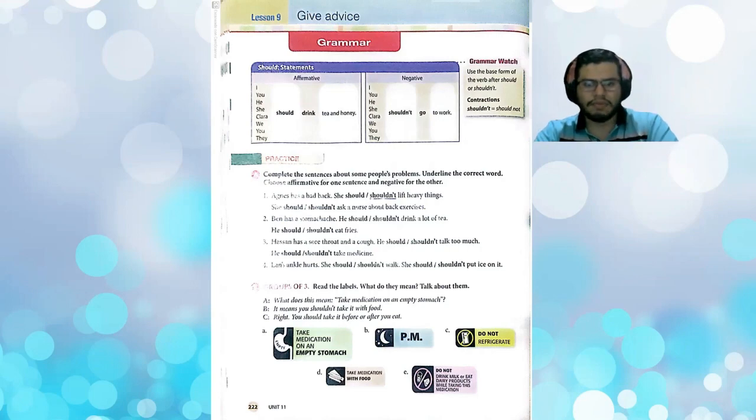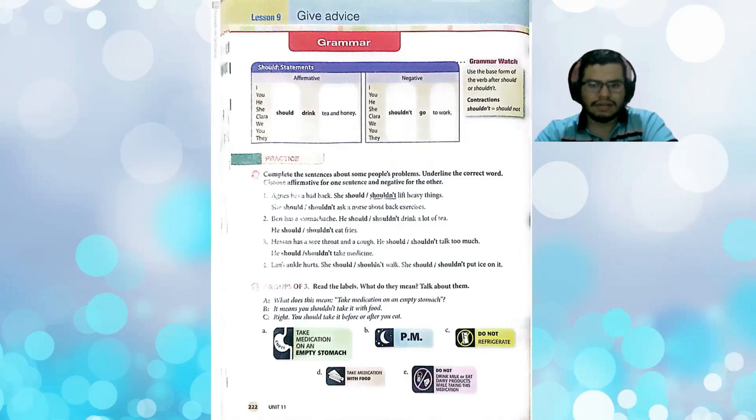Ben has a stomach ache. He should or shouldn't, for this case, drink a lot of tea? He shouldn't drink a lot of tea. He should or shouldn't eat fries? He shouldn't eat fries. Él no debería comer frituras.